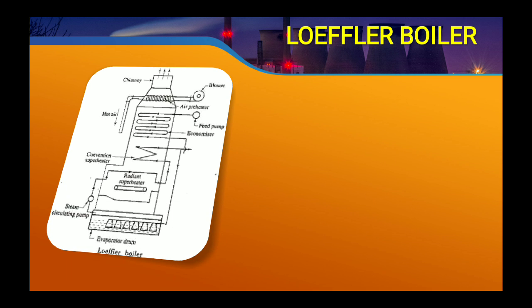Now the next one is the La Mont boiler. Here you can see the image of the La Mont boiler. It is also a high pressure boiler. There are chimney, hot air vent, convection superheater, steam regulated pump, evaporator drum, feed pump, economizer, air preheater and blower. These are the several parts of the La Mont boiler.